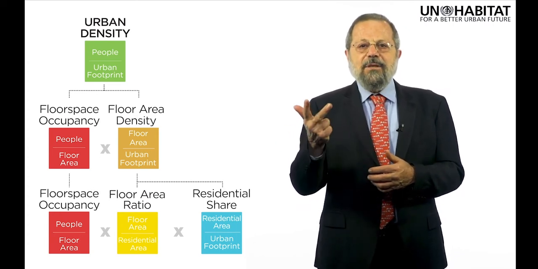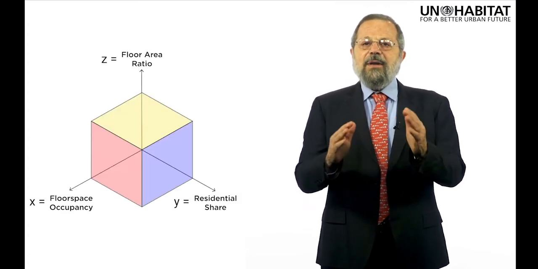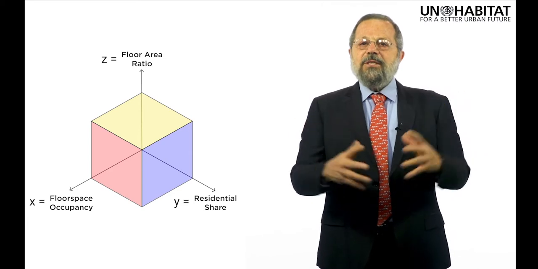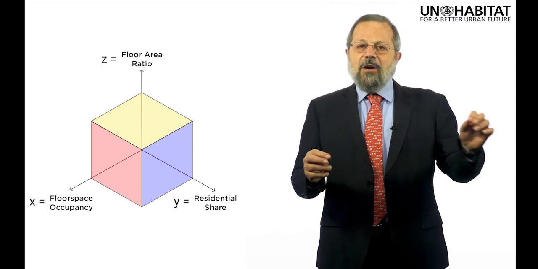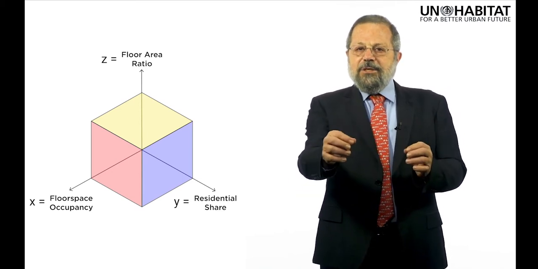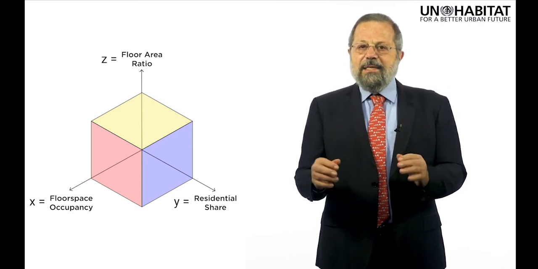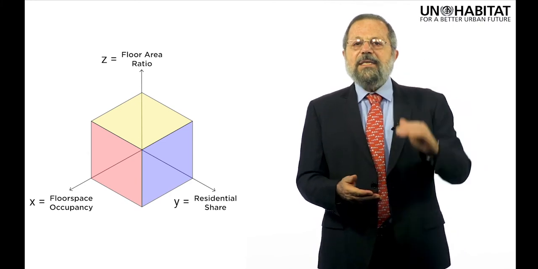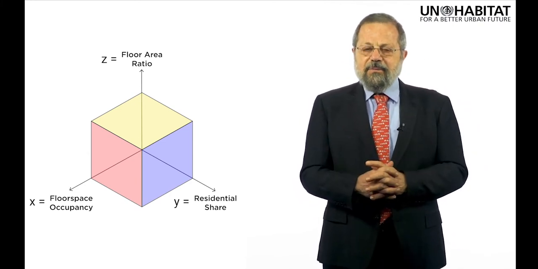and residential share. When we represent urban density as a product of three factors, we can think about it as a box in three-dimensional space, where floor space occupancy is its width, its x-axis, residential share is its length, its y-axis, and floor area ratio is its height, its z-axis.